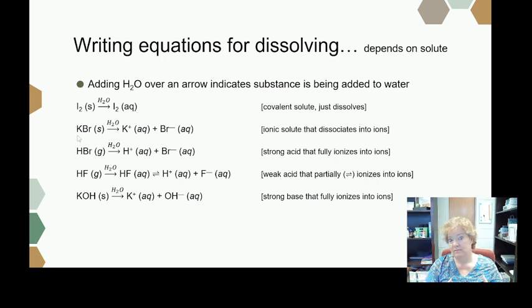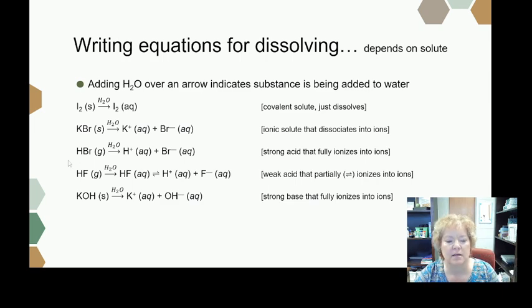Potassium bromide is a solid substance in its natural state. When I put it in water, it is an ionic compound. It's a salt, so it's going to dissociate into its ions, which are potassium ion and bromide ion. Note that the states of the ions will be aqueous, but now I'm showing them dissociated into the separate ions.